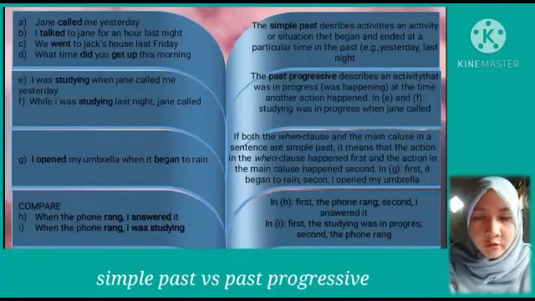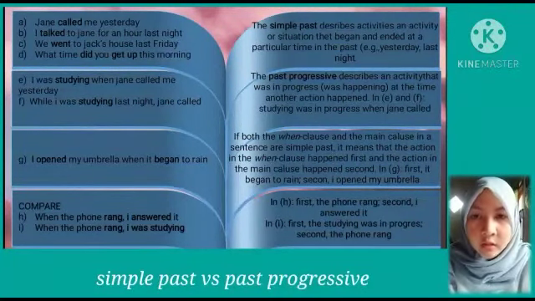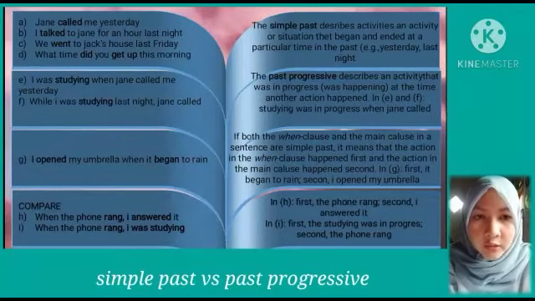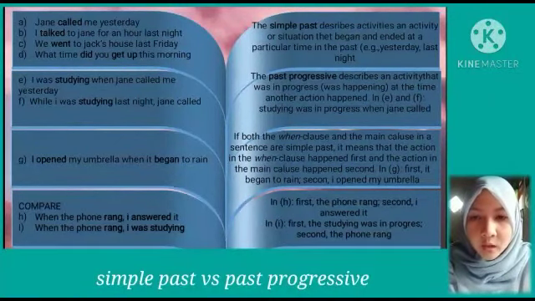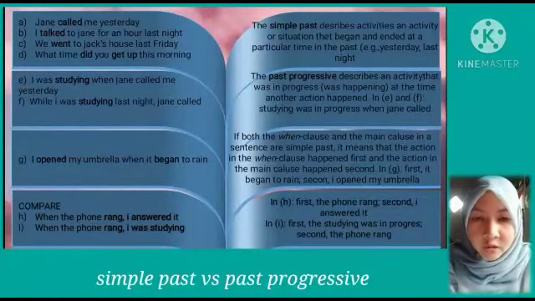H. When the phone rang, I answered it. I. When the phone rang, I was studying. In H, first the phone rang, second I answered it. In I, first the studying was in progress, second the phone rang. For example, I have had a busy day yesterday. Have is changed to had, so I had a busy day yesterday.